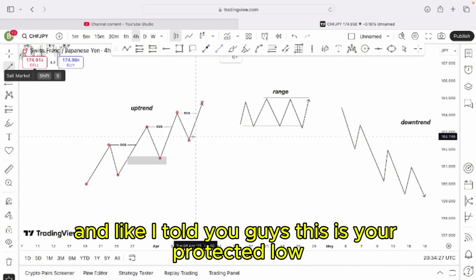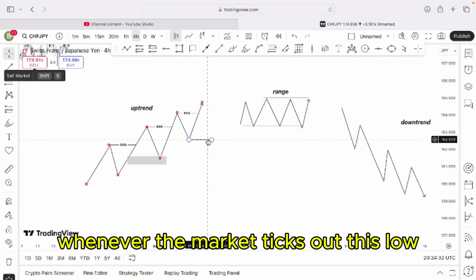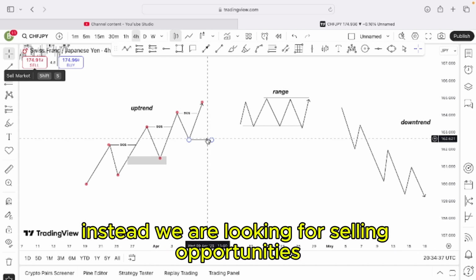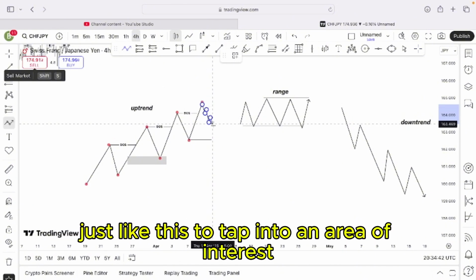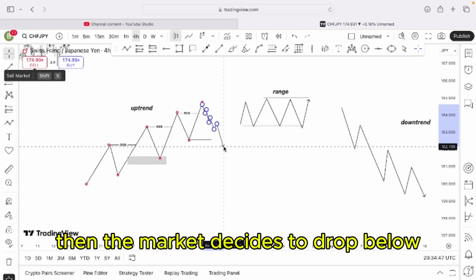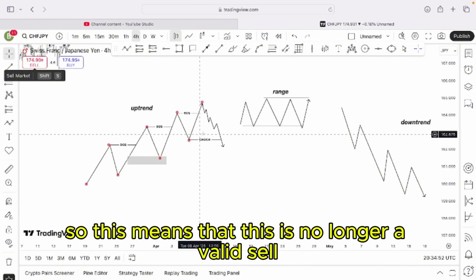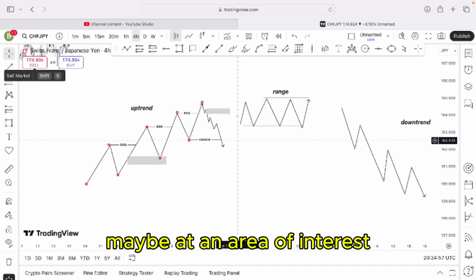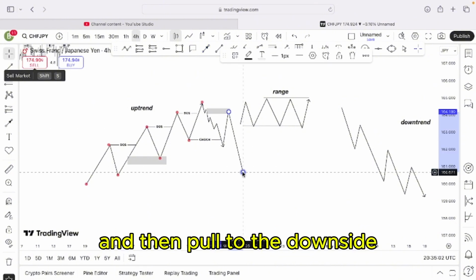And like I told you guys, this is your protected low, and this protected low here means that whenever the market takes out this low, we are no longer looking for buying opportunities, instead we're looking for selling opportunities. So for example, let's say you're taking sells at the top of the structure just like this to tap into an area of interest around maybe this area here, then the market decides to drop below. So this means that this is no longer a valid sell or buy opportunity. Instead, you are going to look for selling opportunities at an area of interest. You're just waiting for the market to pull up and then pull to the downside just like that.